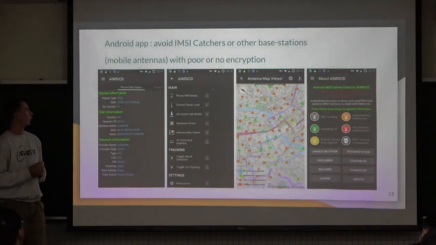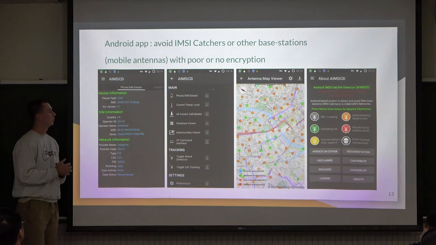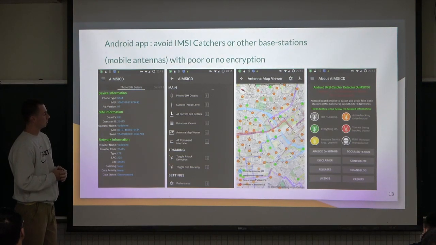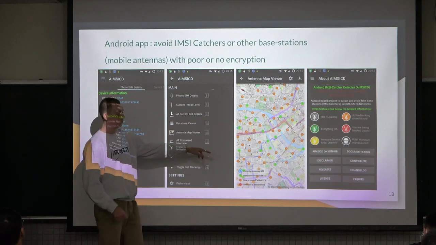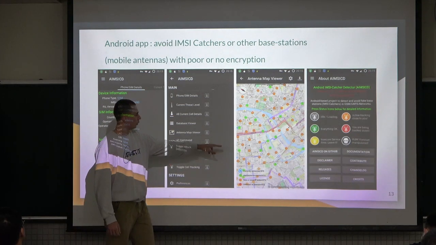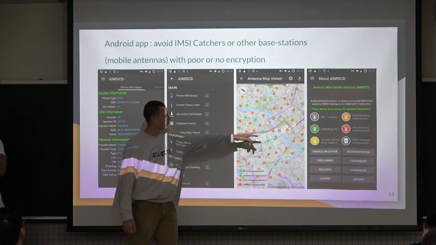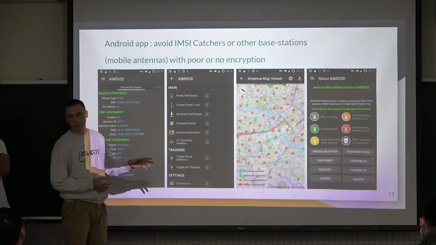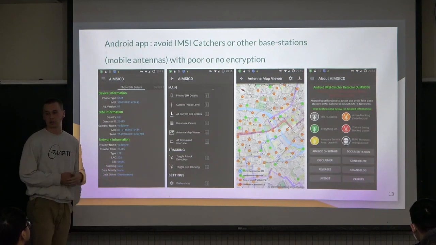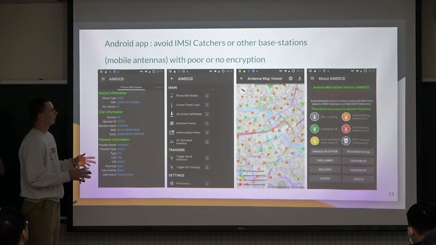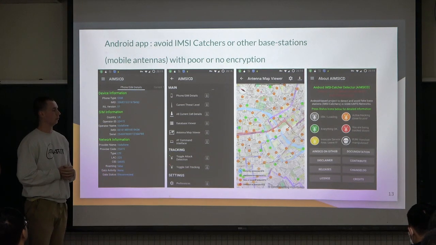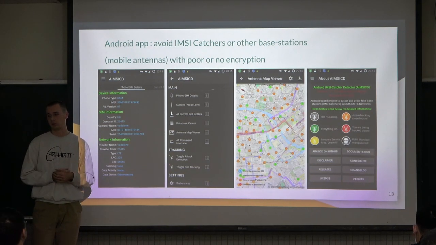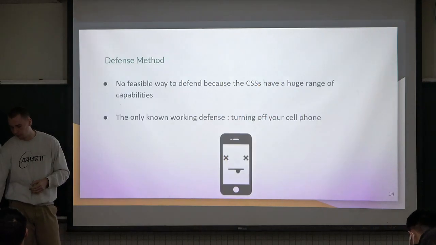So this is the Android app, sorry. We can see here we have different windows. I will talk about this map because we can see on the map that we have different antennas, and here you can see that if the antenna is red, you don't want to connect to it, and it can slightly help you to know where you're going and to know if you need to turn off your cell phone.